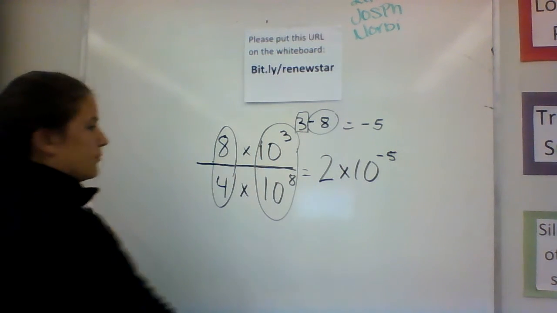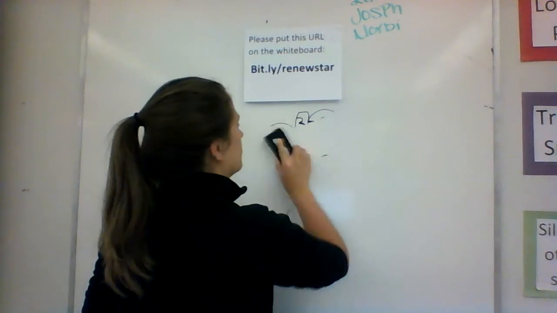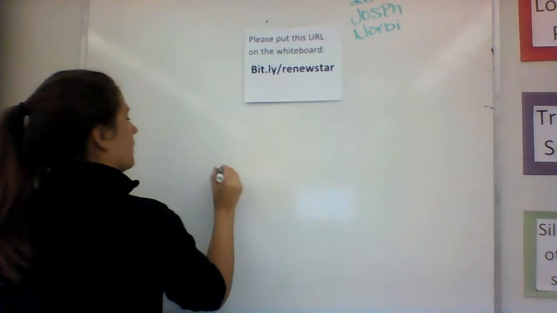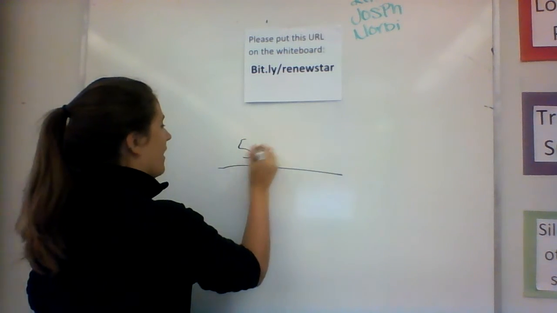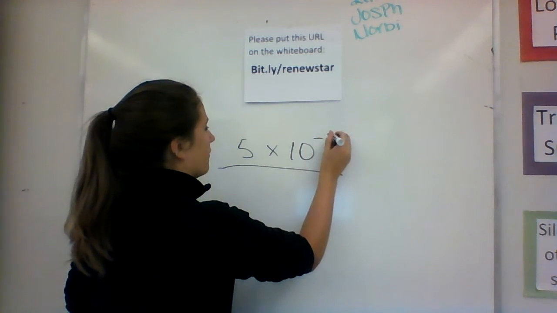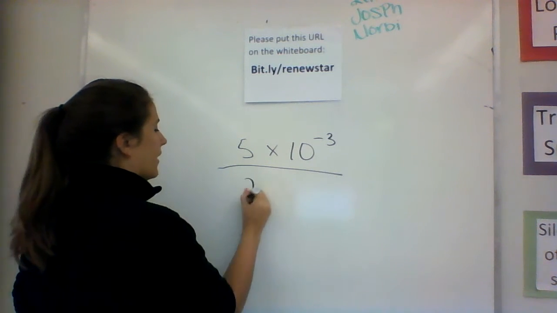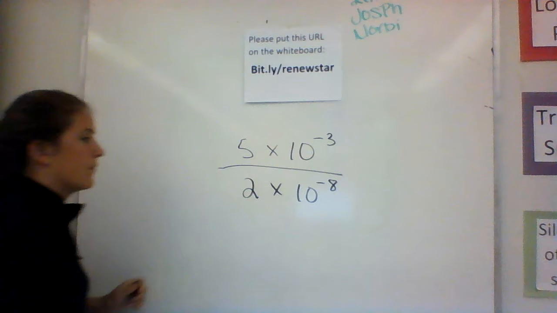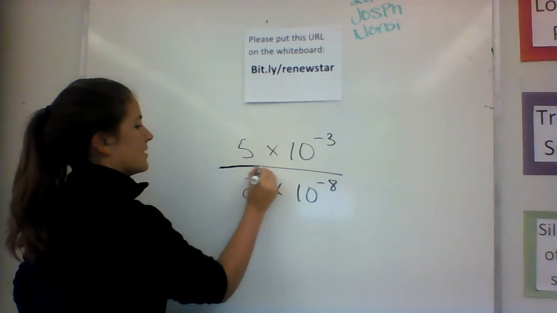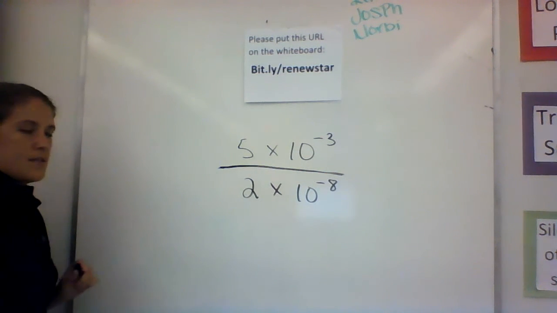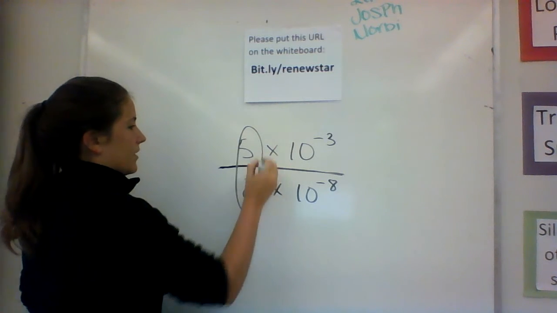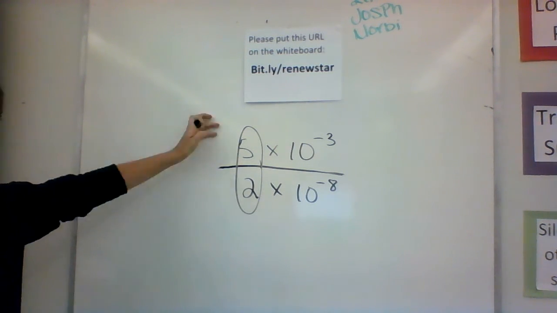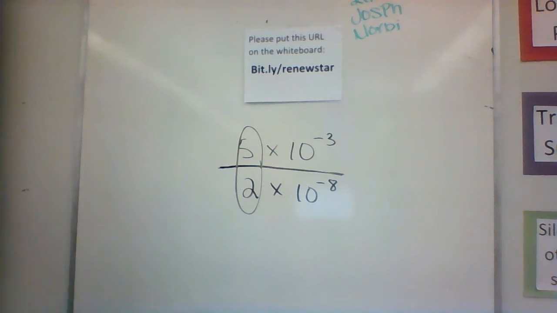We'll do one more example with dividing. This time I have 5 times 10 to the negative 3rd power. I'm going to divide by 2 times 10 to the negative 8th power. I know that this is division because this is a fraction. Let's start with our whole numbers. 5 divided by 2. Well, I can't do 5 divided by 2 perfectly because 2 doesn't go into 5. So I'm going to do some long division.